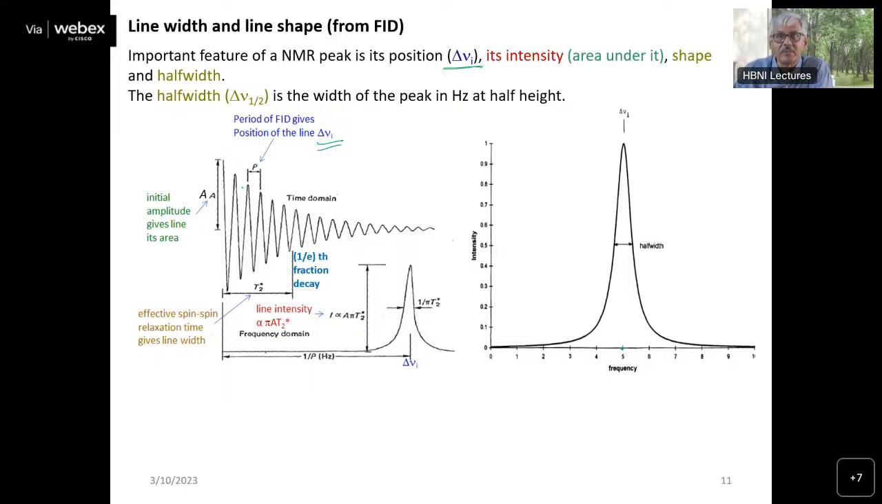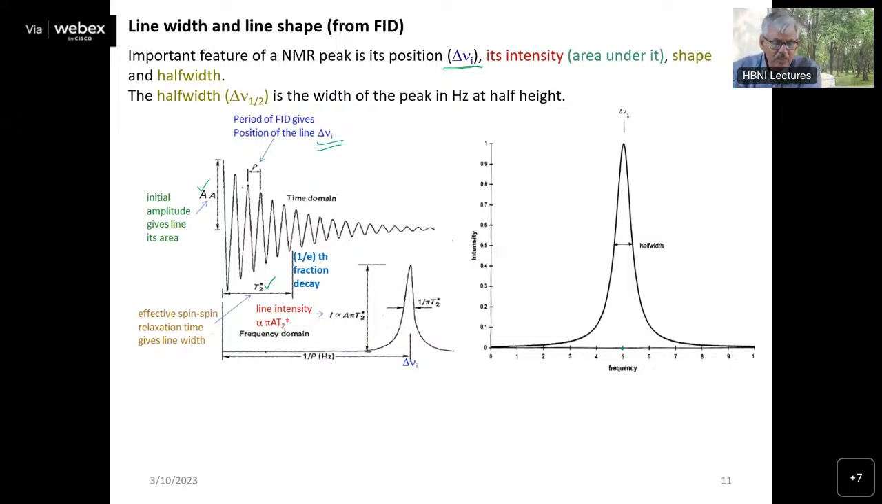Besides that, the peak will have intensity and area under it, and that is governed by the T2 star as well as the height, the initial amplitude of the FID, this A. So the line intensity will be proportional to pi into this amplitude into T2 star. I have already told you what T2 star is, and the area also will be governed by that.